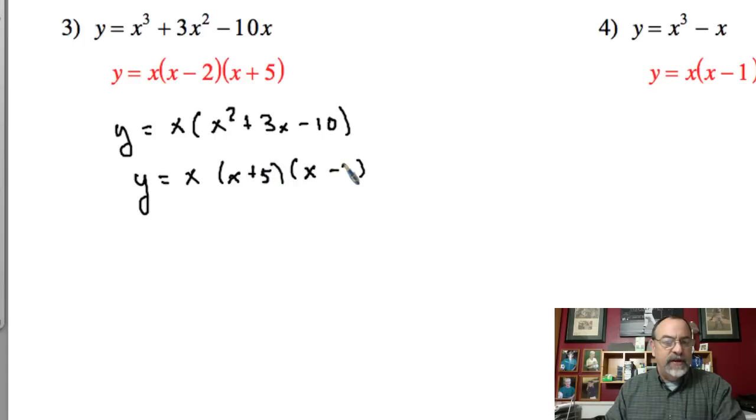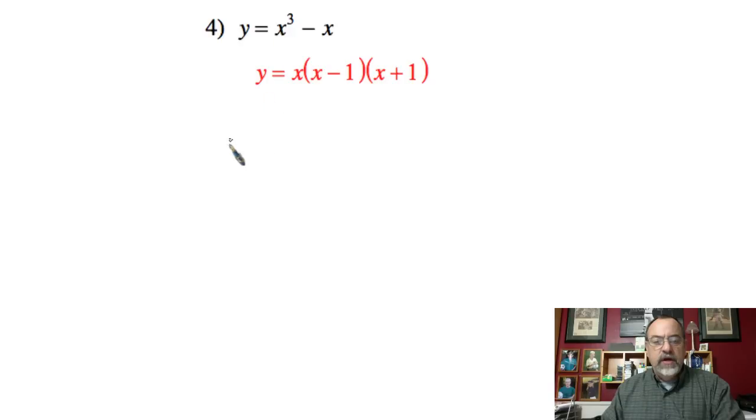So a positive 5 and a negative 2 would be my factored form. And I'm just going to do one more. Again, what's going to be common here is the x, so that's going to take out x squared minus 1 then. Now this is a difference of 2 squares.